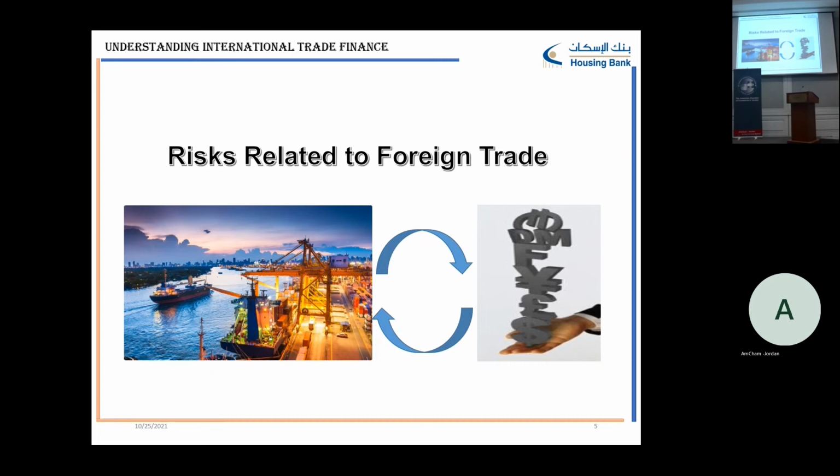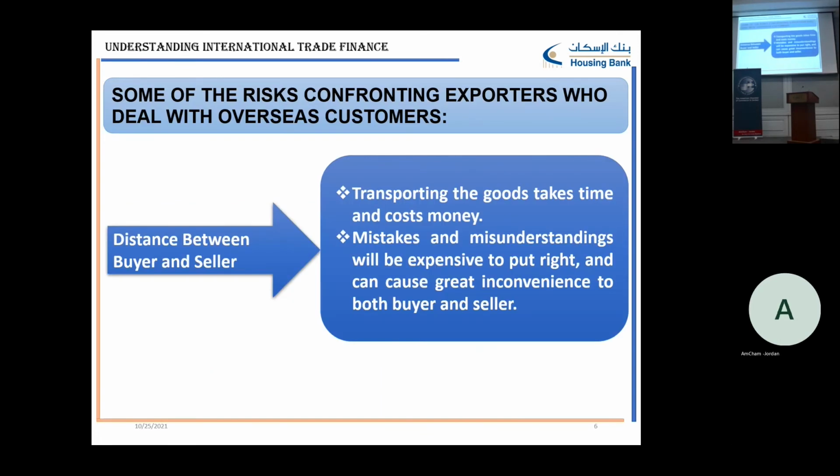So we will take a look at the risks faced by traders in any country when they deal in foreign trade. The distance between buyer and seller: the exporter is in one country and the importer in another country, so there is a long distance between them. If an exporter in Jordan exports goods to the USA, there is a huge distance. So the distance constitutes one of the risks faced by traders. Transporting the goods takes time and costs money. As you know, there's a shipping company in the middle, there's insurance in the middle to insure the goods, and there is money for many kinds of cost when goods are transported from another country. Mistakes and misunderstandings will be expensive to both and can cause great inconvenience to both buyer and seller. This is the first risk faced by the exporter or the importer.